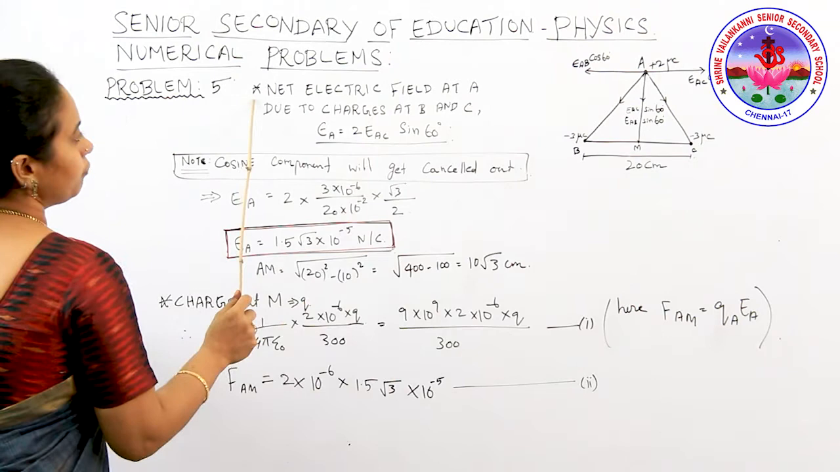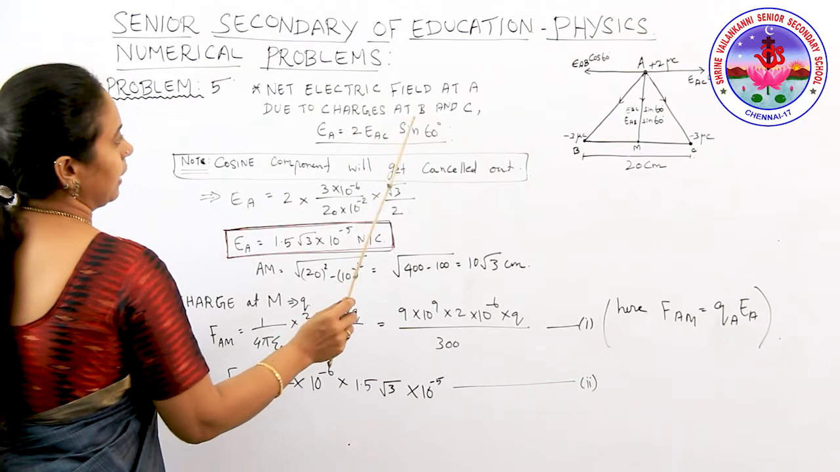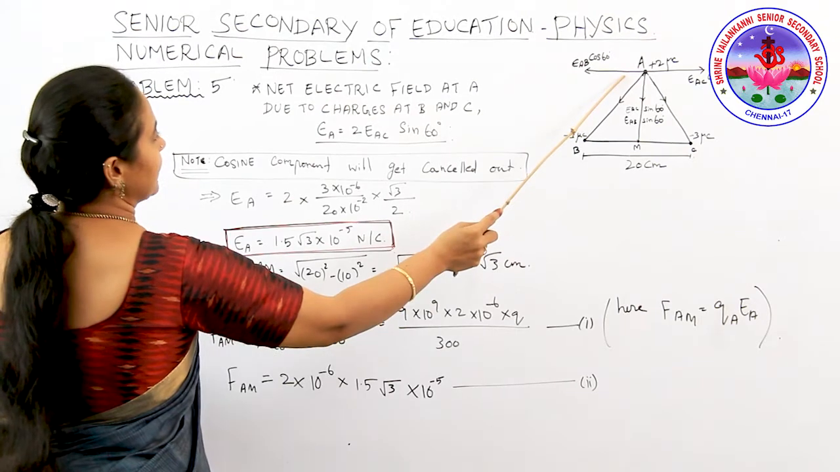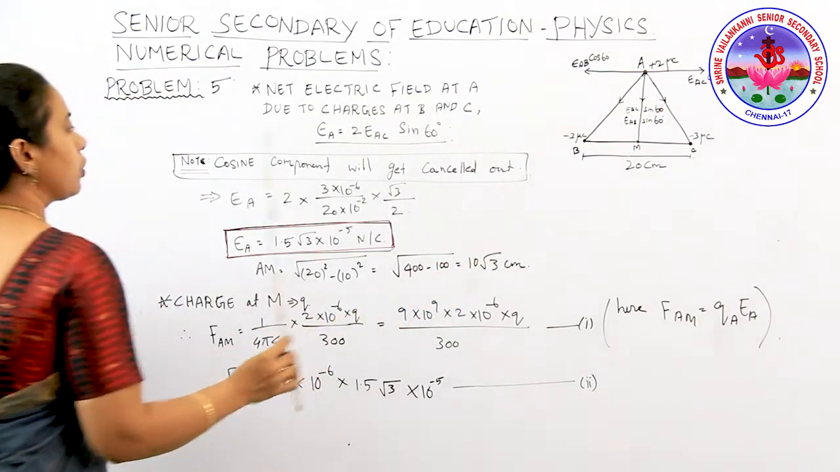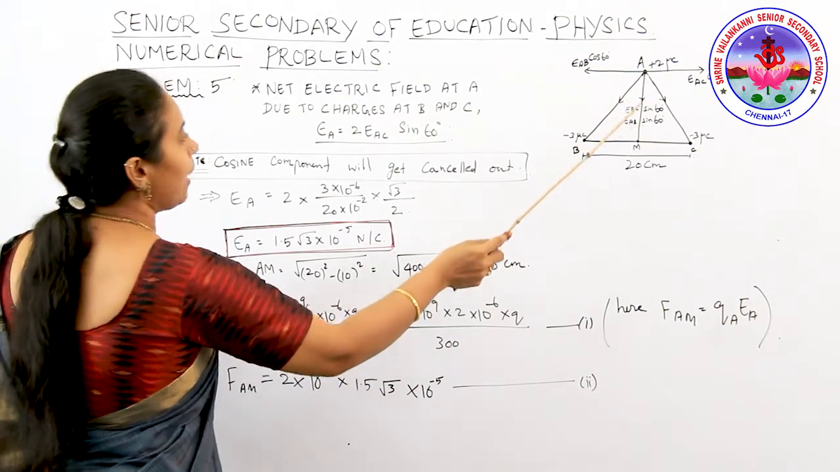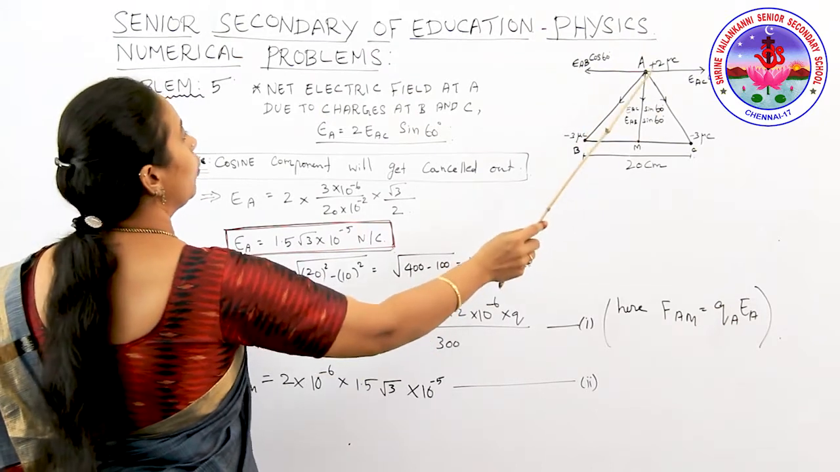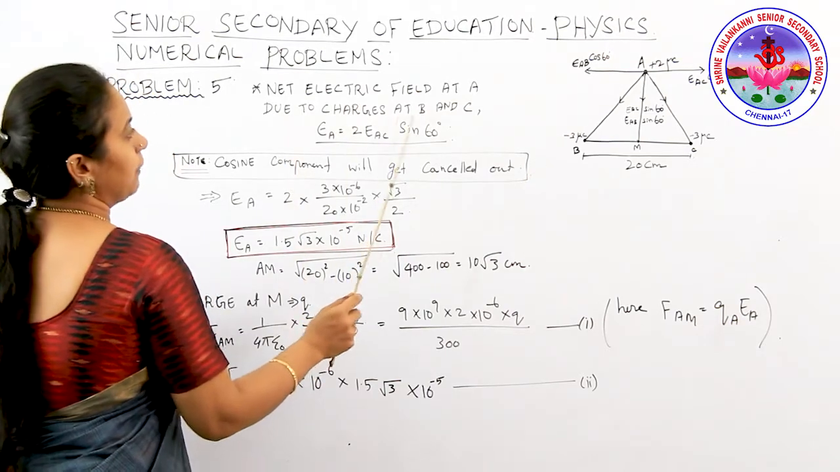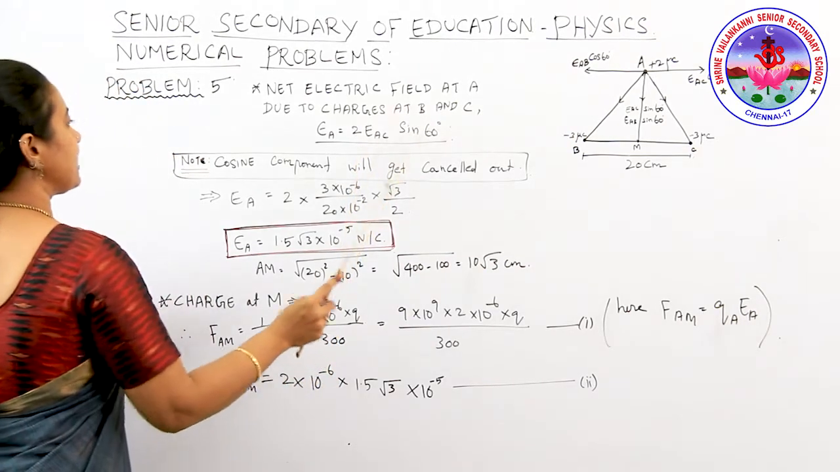Now the given value, the net electric field at A due to the charges at B and C, it is EA, which is equal to 2 EAC sine 60 degree, because as per the theory of the equatorial, the cosine component will get cancelled out. So we'll only go with the sine component. So we got the clue from the question. Net electric field at A due to the charges at B and C is EA, which is equal to 2 into EAC sine 60 degree.